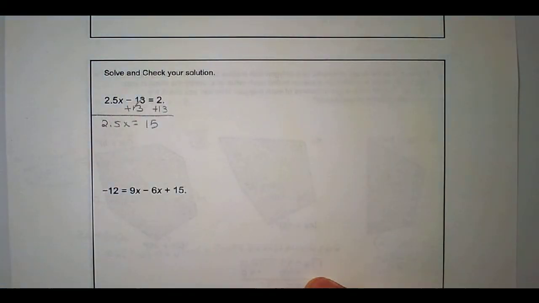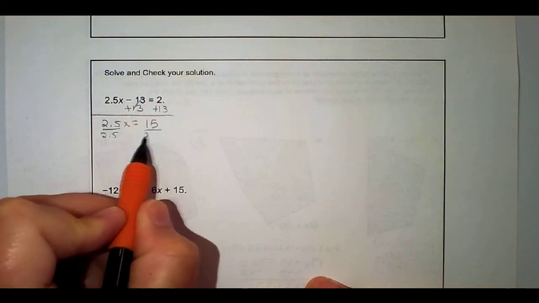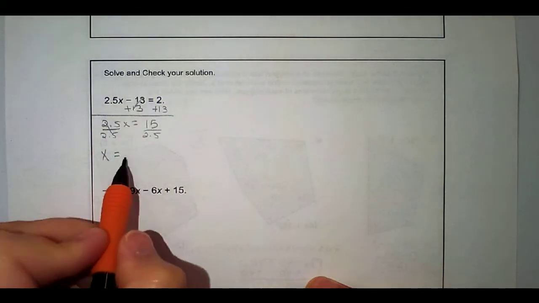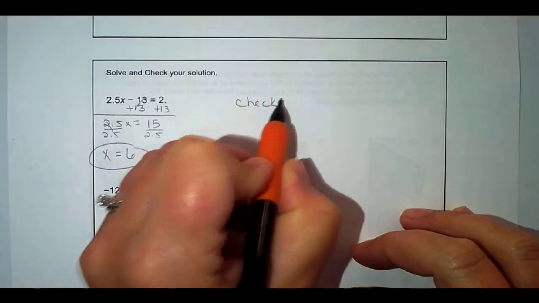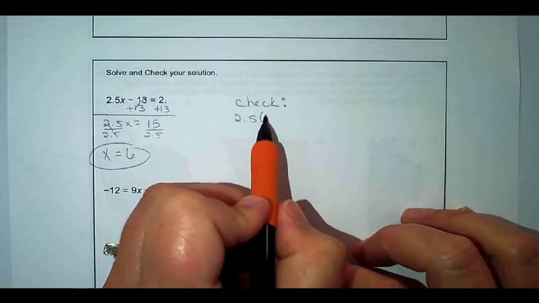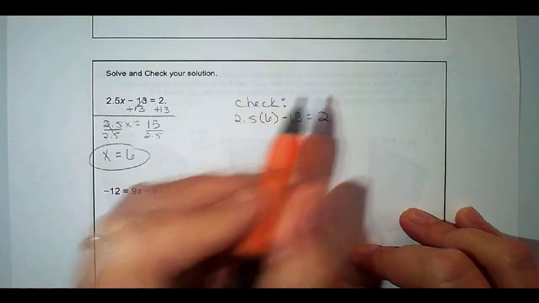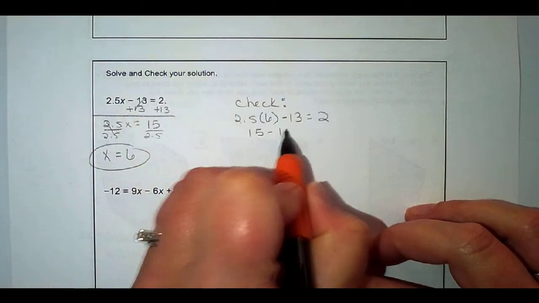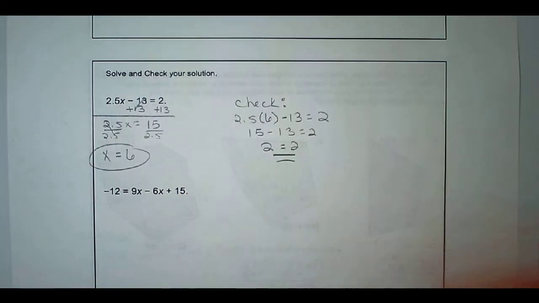If I'm multiplying by 2.5, the inverse would be to divide by 2.5. So x equals 6. And it wants me to check my solution. So again, we write the word check. 2.5 times x, which is 6, minus 13 equals 2. 2.5 times 6 is 15. Minus 13 equals 2. 15 minus 13 is 2. So 2 equals 2, and it checks.